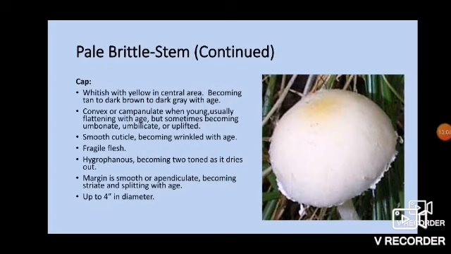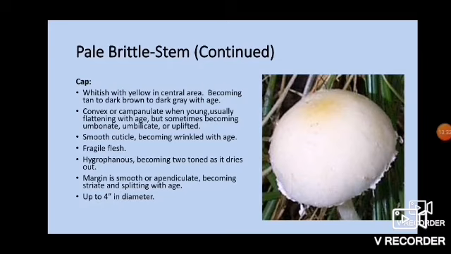So the cap is whitish with yellow in the central area. You can see it there. It becomes tan to dark brown to dark gray with age. It is convex or campanulate when young, usually flattening with age, but sometimes becoming umbonate, umbilicate, or uplifted.